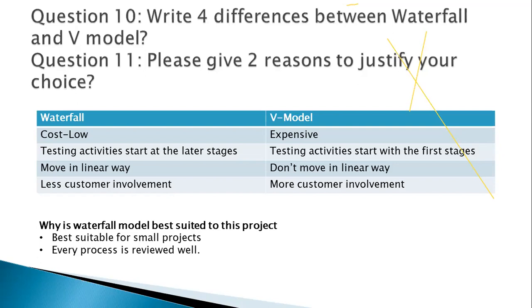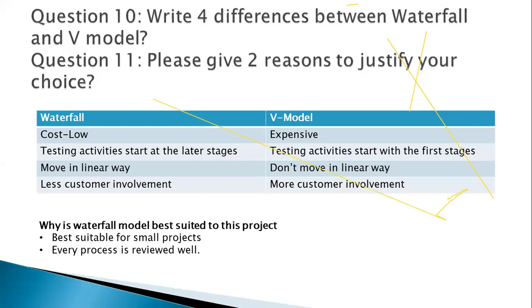However, in the V model, definitely customers are involved, because in this scenario we have customers doing the testing. For example, if you remember in the V model, we have requirements gathering with the UAT testing, so customers are involved here. We do have customers more involved in the V model. Now, the 11th question says, please give 2 reasons to justify your choice.